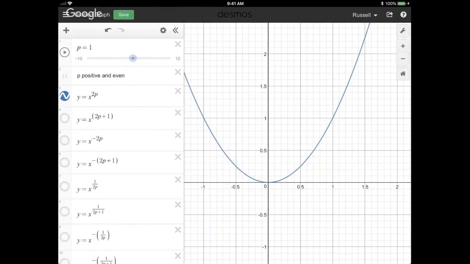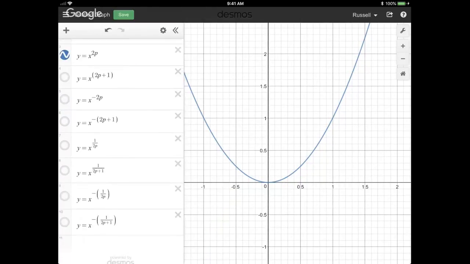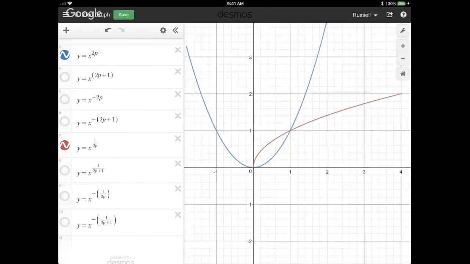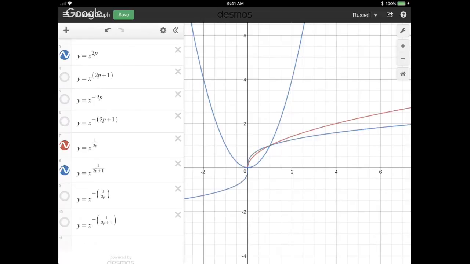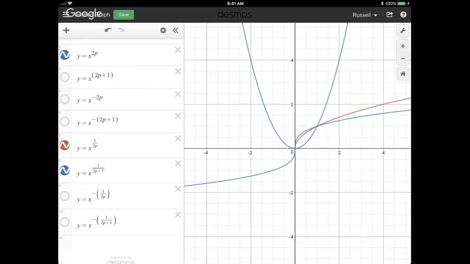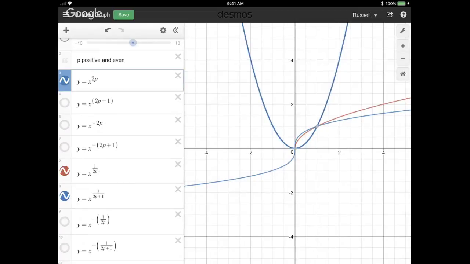And so I've just gone through the cases here. What if it's an even fraction? I get something like a square root. What if it's an odd fraction? I get something like a square root, but it's got a tail. It's got a tail to the left as well as to the right, right?